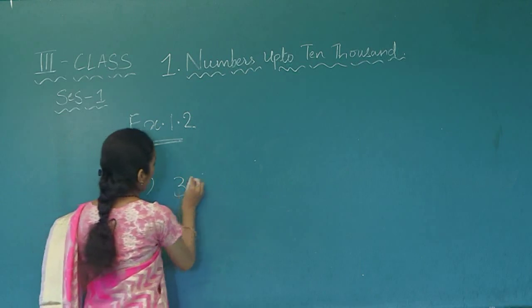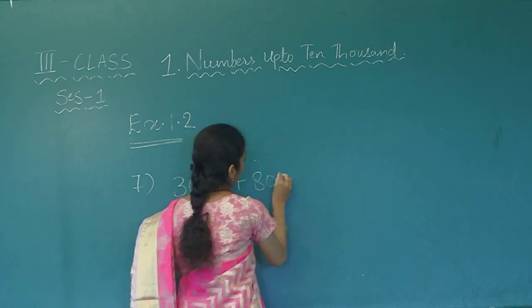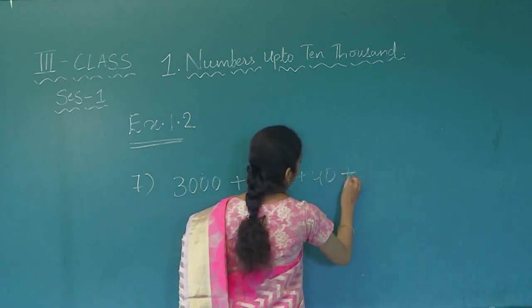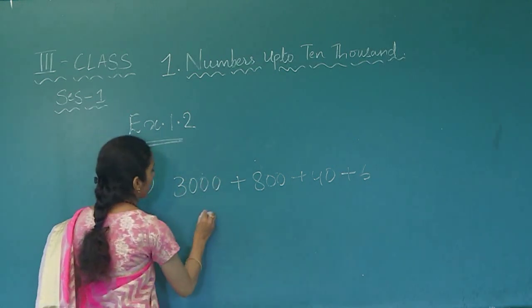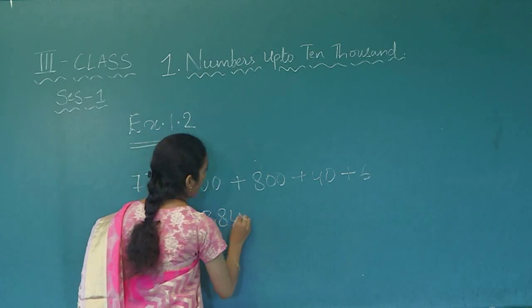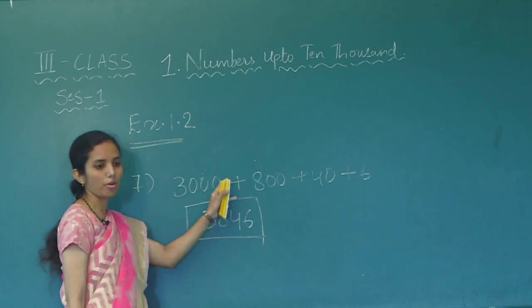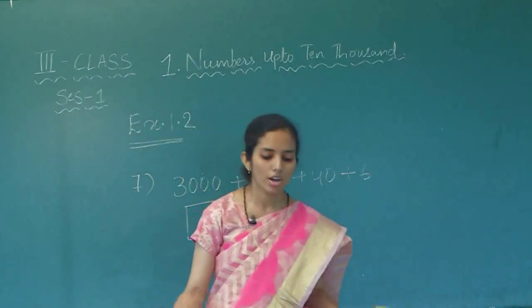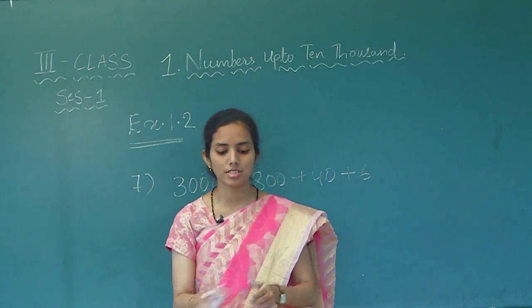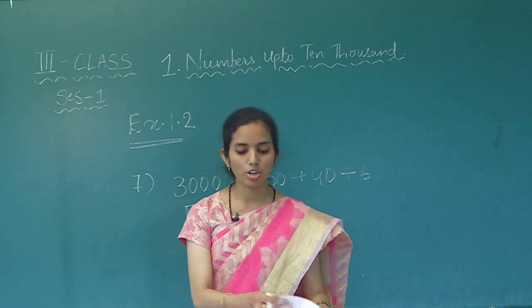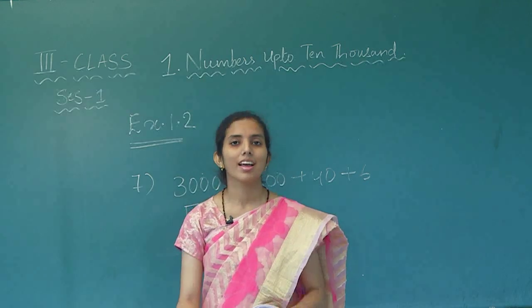That is, the first question is 3,000 plus 800 plus 40 plus 6. Standard form is adding all the numbers and writing, that is 3846. So this is the standard form and this is the expanded form. The remaining examples you do for your practice, and with comparison of numbers and a few more topics, let's meet in our next class. Hope you have understood this class. Thank you very much.